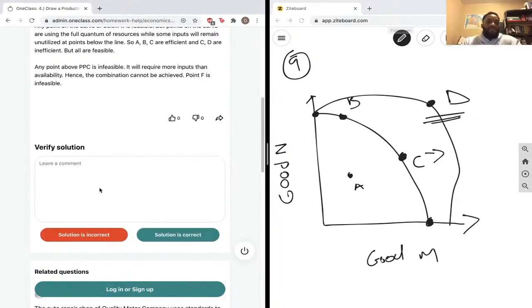So I can't say if this is correct or not correct because I don't see the graph they're working with. So I'll just say solution incorrect for now.